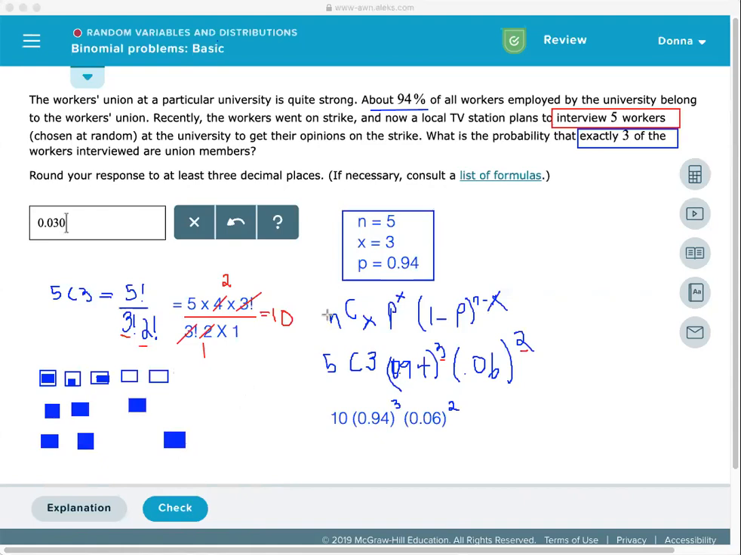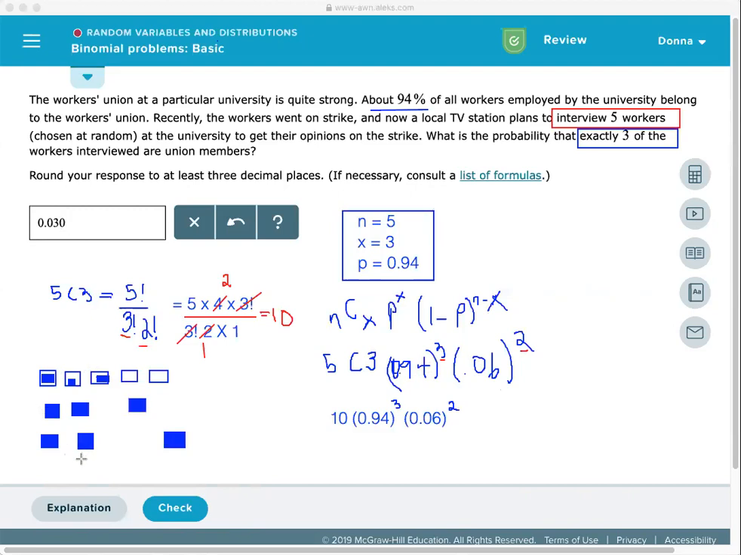And it turns out that 10 is representing all the different cases. Here I have 3 union workers, so that's why I have that 0.94, 1, 2, 3 times. Again here, 0.94, 1, 2, 3 times. That's why the 0.94 is raised to the third power, which is our success. There's not just 3 that I have here, but there's actually 10 different ways that we can get 3 of them to be union workers. I've only shown 3 of them here.